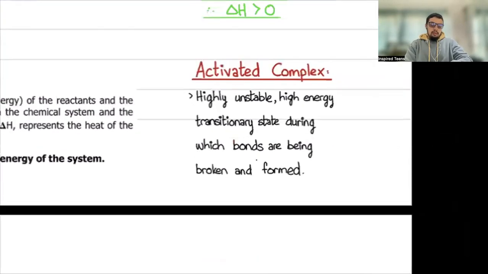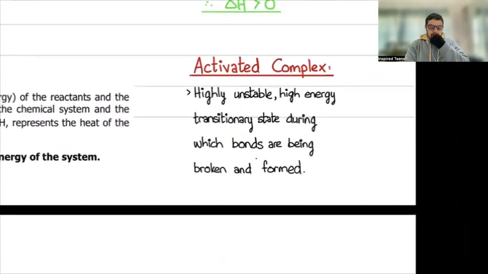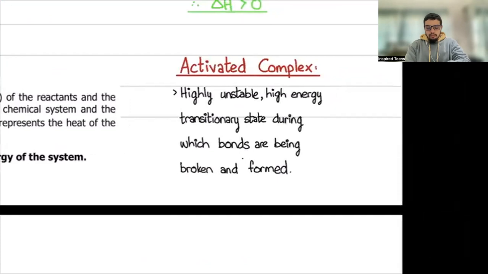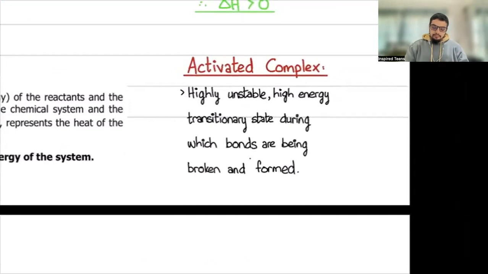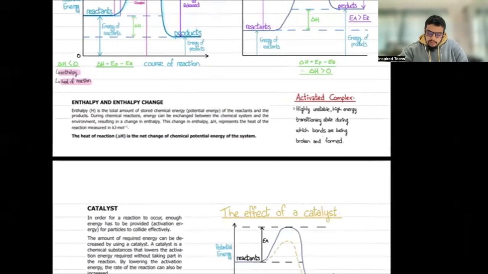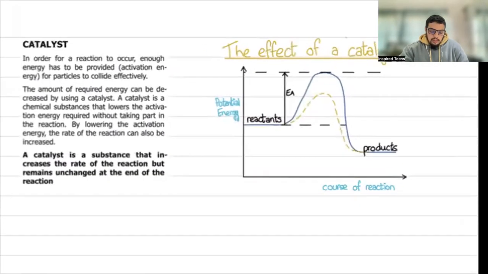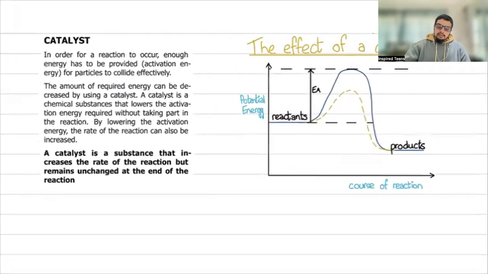And then again, we discussed the activated complex, which is a highly unstable, high energy transitionary state during which bonds are broken and bonds are formed. So always remember that activated complex. We don't really have reactants, nor do we have products. It's somewhere in the middle. Now let's have a look at this. We have the effect of a catalyst.